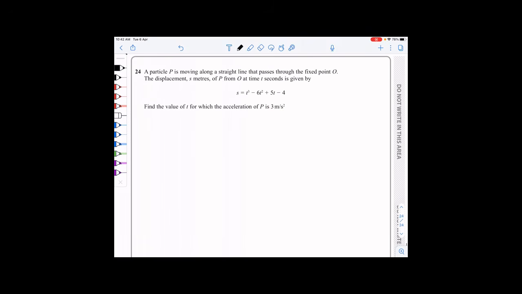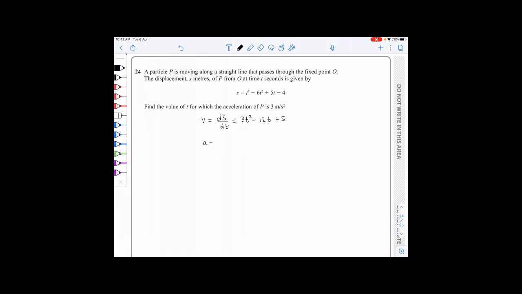24, the last question of the paper. We are being given an expression for the displacement. We need to find the value of t for which the acceleration is 3 meters per square second. Now, from the displacement, we know that we can obtain an expression for velocity by differentiating. So v is ds/dt. We get the power down, deduct 1 from the power.